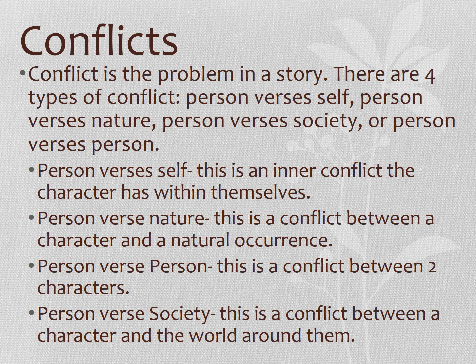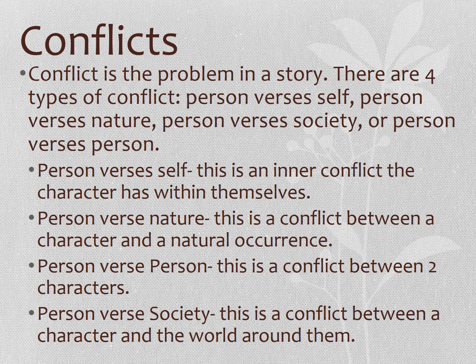So person versus self is an inner conflict that the character has within themselves. Think about when you hear somebody talk about the good angel and the bad angel on your shoulder, the conflict, you're self-conscious. Those are person versus self, a fight between something going on within you. Person versus nature. This is a conflict between the character and a natural occurrence. For example, you and a tornado, or you and a hurricane, or you and an earthquake. That's a conflict between you and nature.